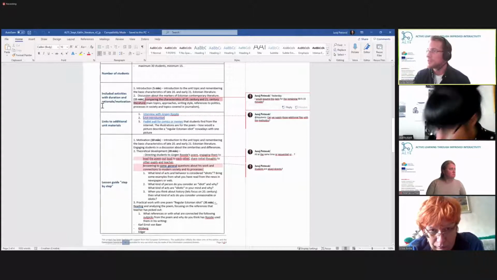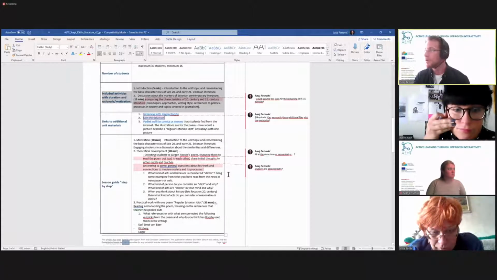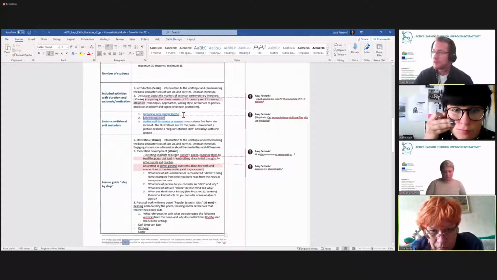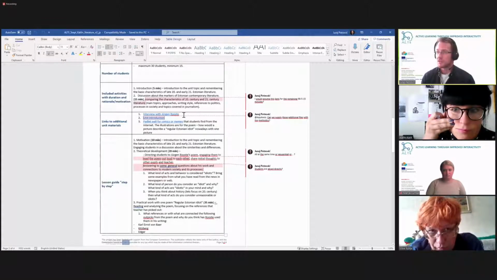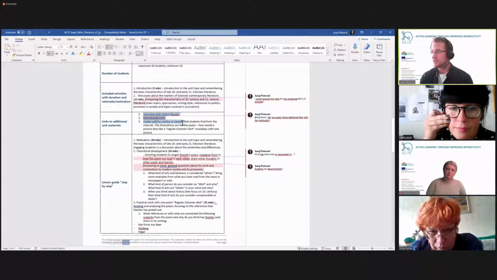Okay, then you said, okay, so as I said, the included activities with duration and motivation, we said we're going to skip that, and instead we're going to place their lesson guide step by step. You listed some files as additional unit materials. I think it would be a good idea maybe if we could include these files together with this document, with this methodology example. So are any of these that you listed interview, could you supply these or are they somehow copyright protected?